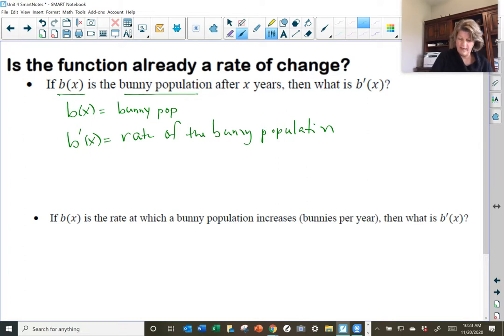And it doesn't really ask for, but we can give units. So this would be in bunnies per year, wouldn't it? That would be the rate on that one.